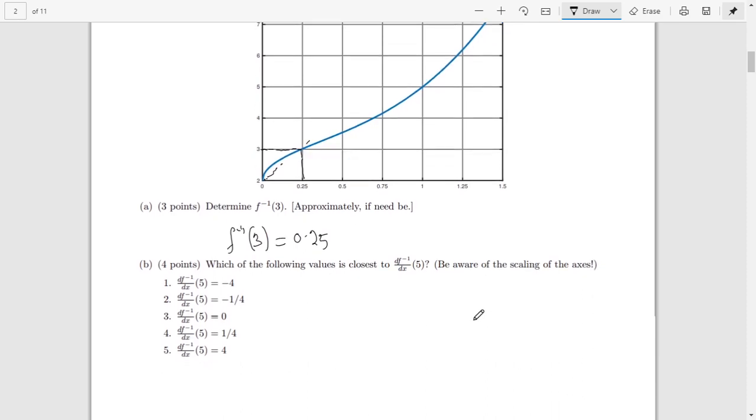The next question asks us to find which value of the following is closest to the derivative of f inverse with respect to x at 5. Now this notation here, usually I'll write this myself as f inverse prime of 5. So how do we solve this? Well, note that the formula for f inverse prime of 5 is equal to 1 over f prime of f inverse of 5. So we now need to find f inverse of 5 and f prime of that.